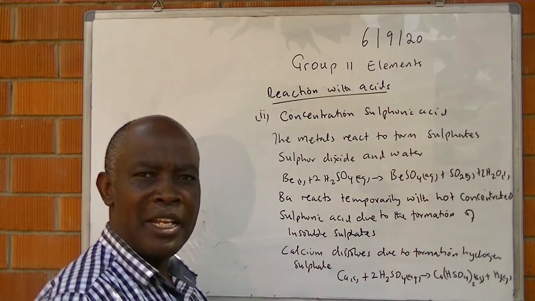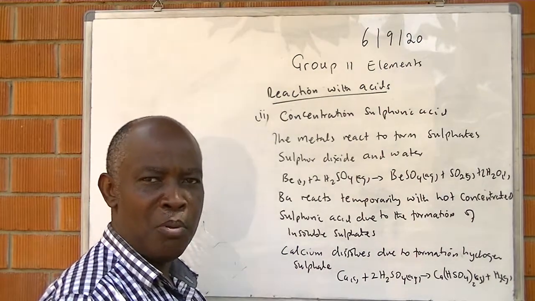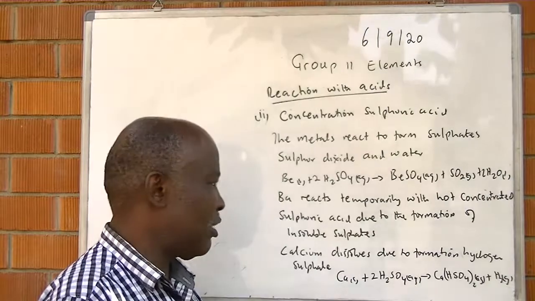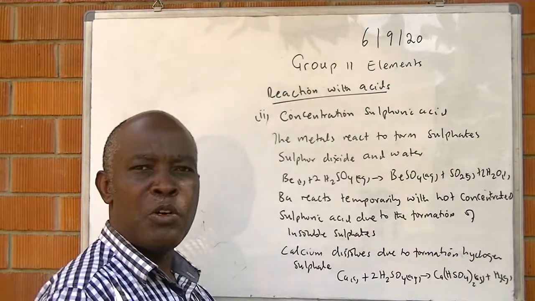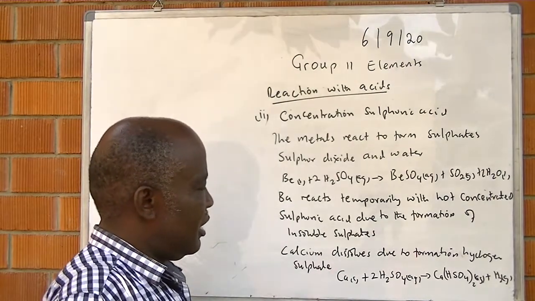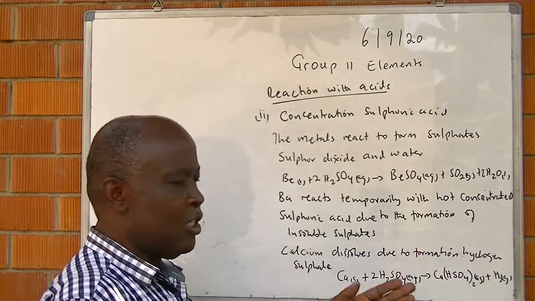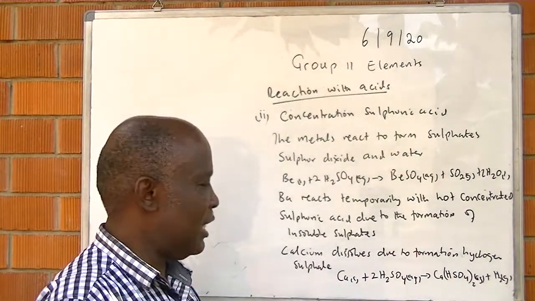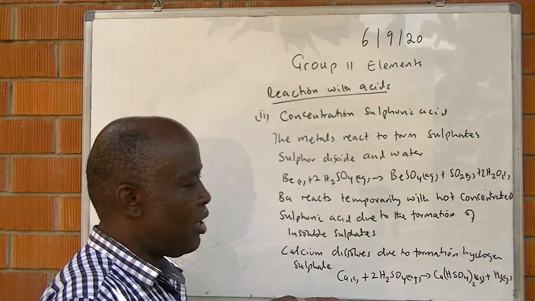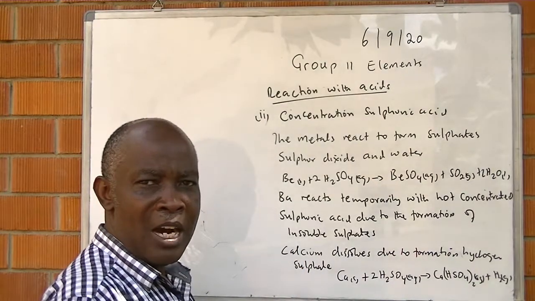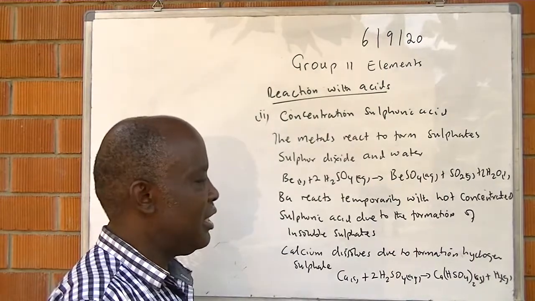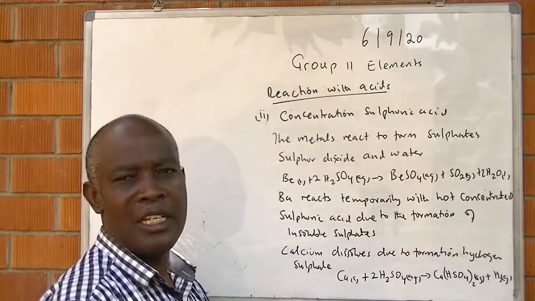The reaction of barium is temporary or short. It reacts shortly with concentrated sulfuric acid because it forms an insoluble sulfate. However, calcium dissolves in concentrated sulfuric acid due to formation of soluble calcium hydrogen sulfate and hydrogen.